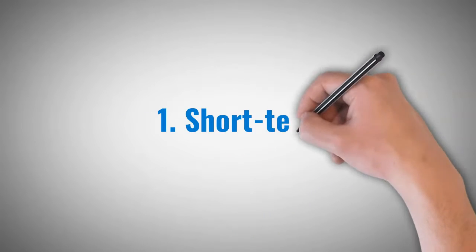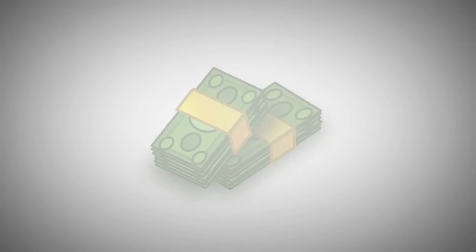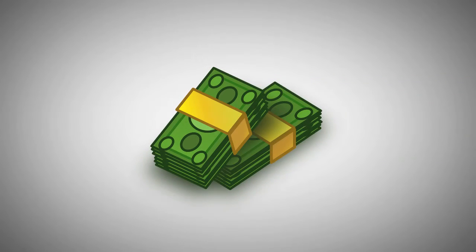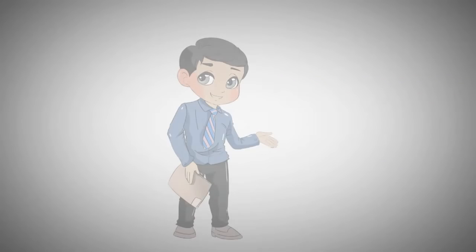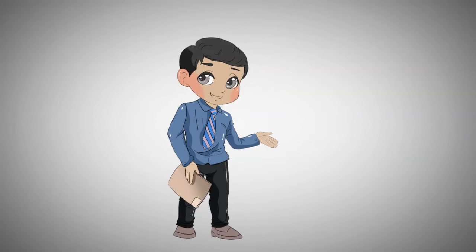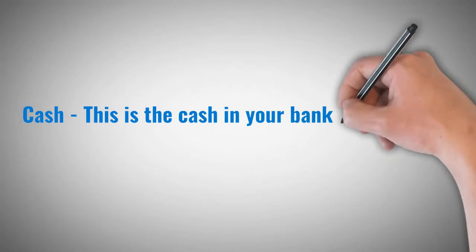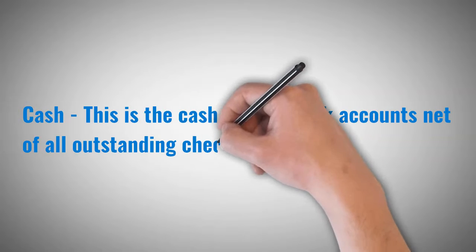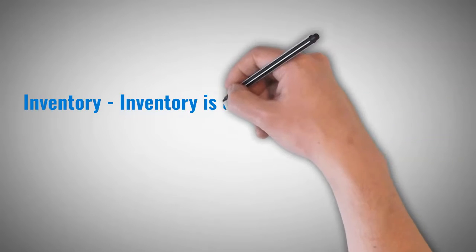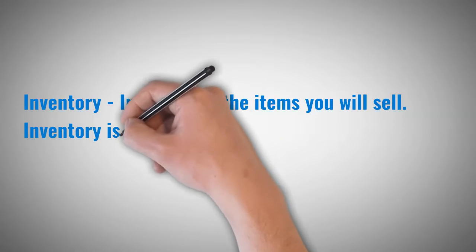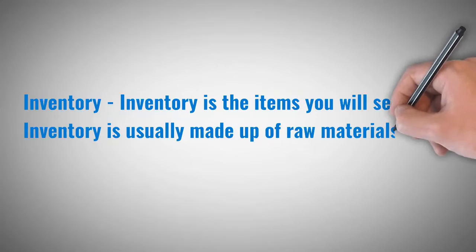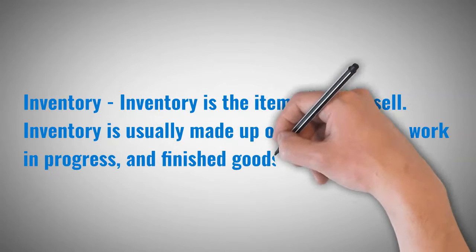1. Short-term. Short-term assets will be converted into cash in less than a year. Below is a list of assets that are normally considered short-term. Cash. This is the cash in your bank accounts net of all outstanding checks. Inventory. Inventory is the items you will sell. Inventory is usually made up of raw materials, work in progress, and finished goods.